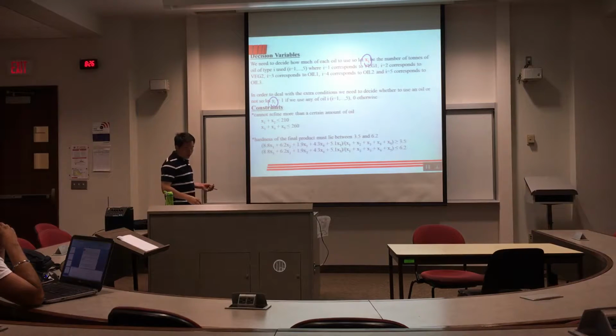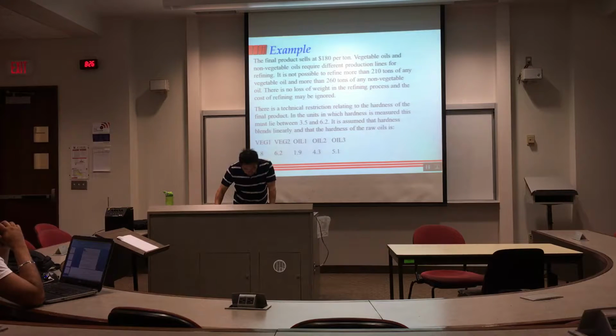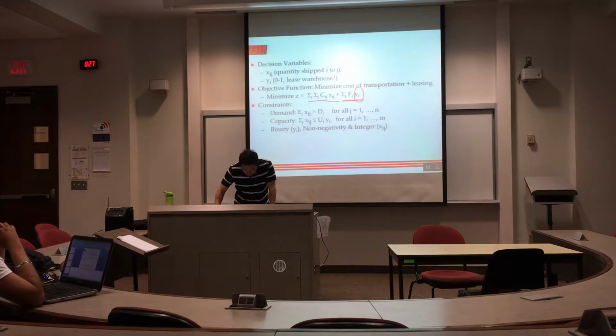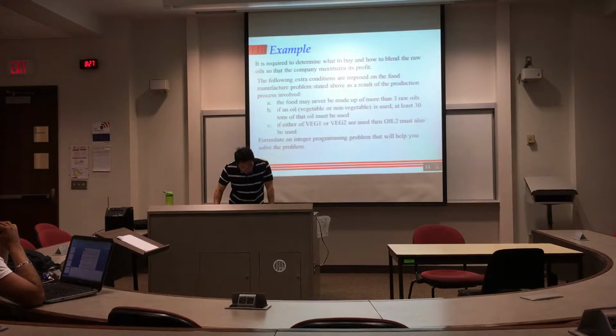Okay, so the first constraint says you cannot refine more than a certain amount of oil. Let me see. You cannot refine more than 210 tons of any vegetable oil.